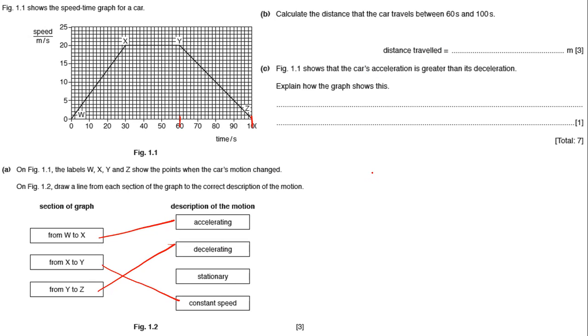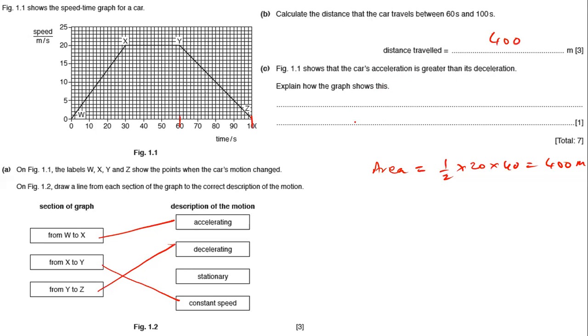It's the area under the graph. So it'll be half into 20 into 40, which should be equal to 400 meters. 400.